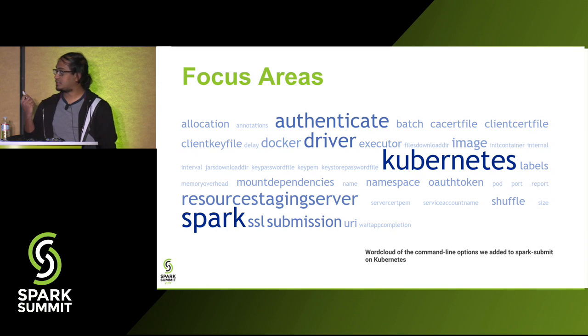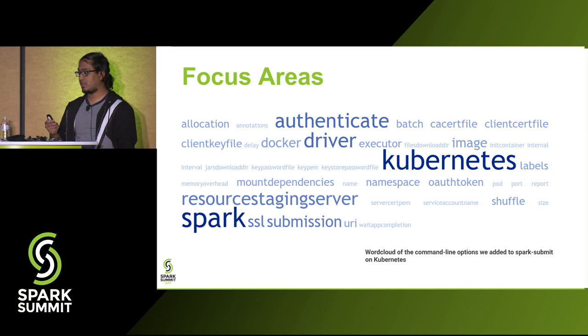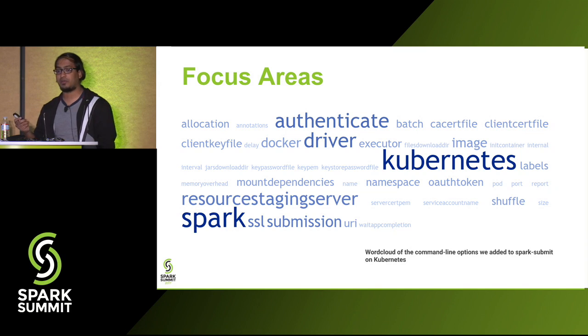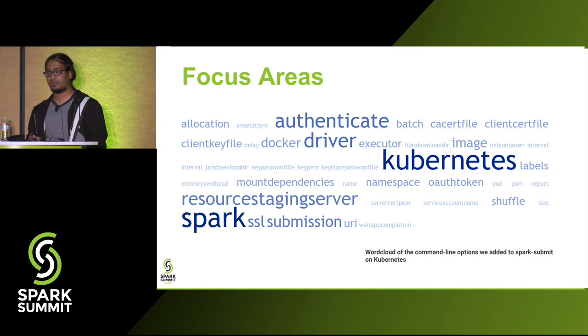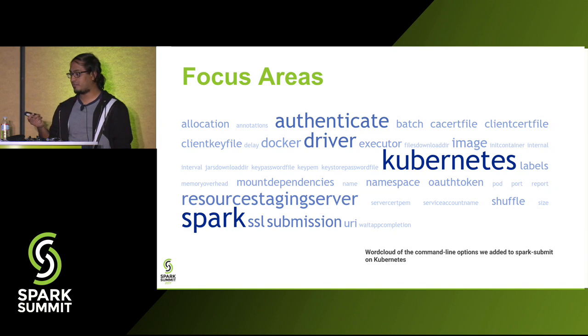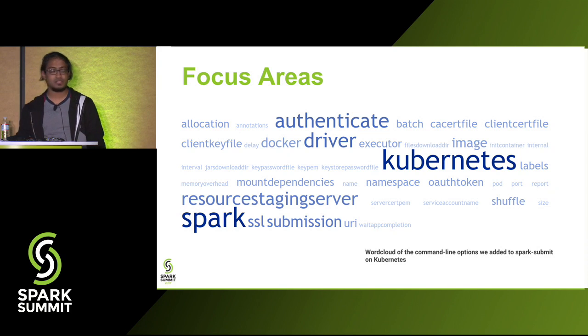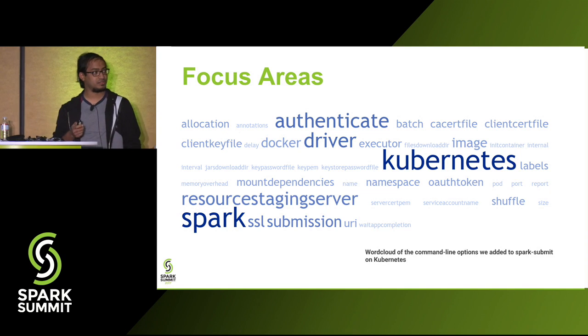So this word cloud shows the different areas that we focused on. This is all the options that we added to Spark Submit as part of the effort. Just worth noticing here is the focus on authentication, SSL, and so on. This goes to show that we paid close attention to SSL end-to-end and also the submission server. So that's what we've done so far. I'm going to hand it off to Tim, who's going to do the demo.